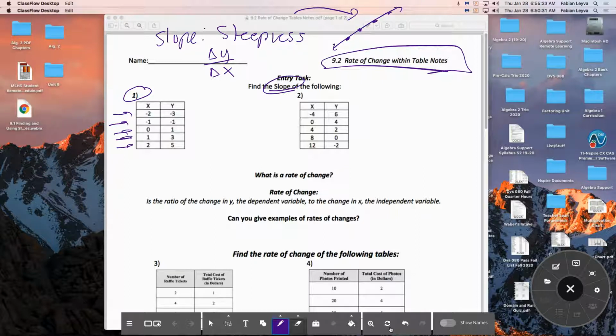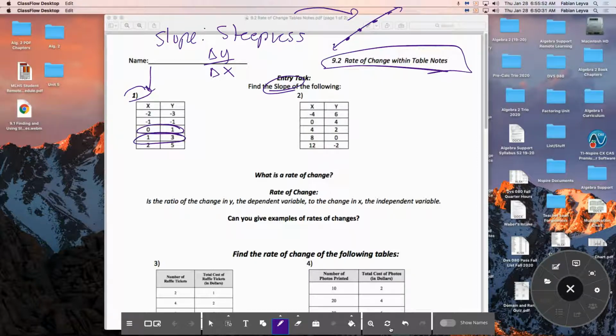So let's choose 2 points. I always analyze my points, and I choose x's that are smaller. So I'm looking down my x's, and which 2 points do I want to choose? Well, 0 seems pretty small. I'm going to choose 1 as well, because with -1, negatives can get kind of scary. So here are my 2 points.